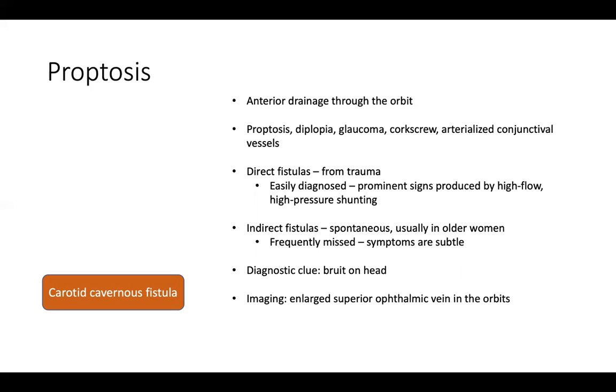Imaging shows an enlarged superior ophthalmic vein in the orbits. Carotid cavernous shunts can be eliminated by intravascular embolization. This ends the discussion on proptosis. Next set of slides will discuss disorders that cause ptosis.